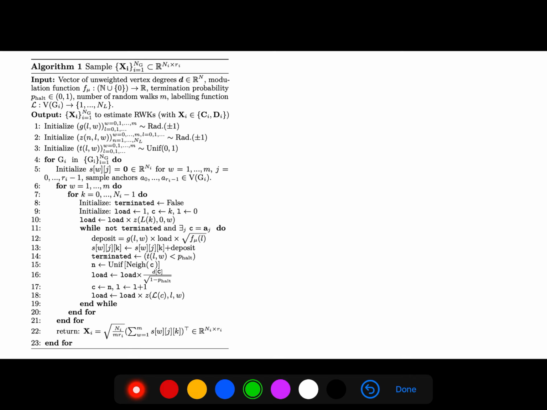So this is the algorithm for estimating the random walk kernels. We have the modulation function f here. We have the termination probability p of halt. And we have the number of walks m, so we need to loop over the number of walks. And finally, it returns x sub i because it is needed to estimate random walk kernels.